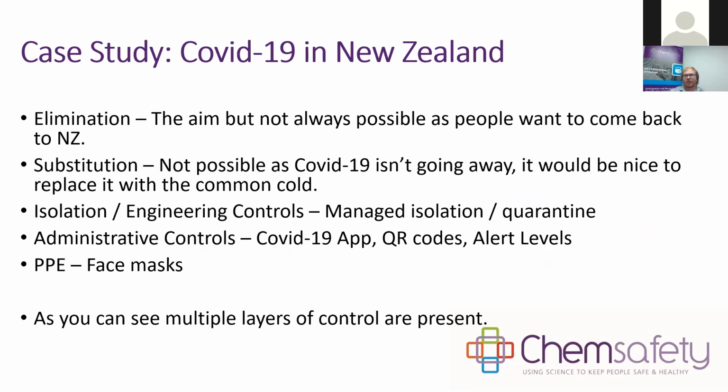So I thought we'd do a wee case study on COVID-19 in New Zealand, because it actually has a lot of controls that we use and what we're all familiar with. So if we start at the top of the hierarchy, we've got elimination. This is the aim, but it's not always possible because people want to come back into New Zealand. So we can't really effectively eliminate COVID-19 from New Zealand. It would have too many political costs for them to deem that being reasonably practical.